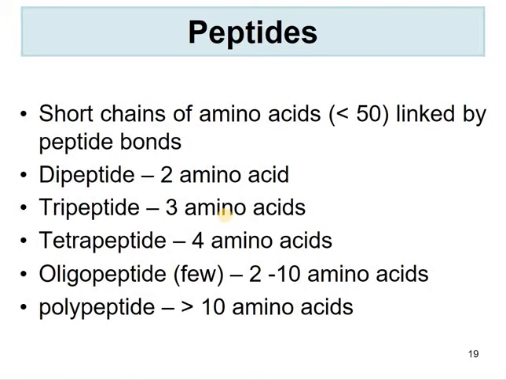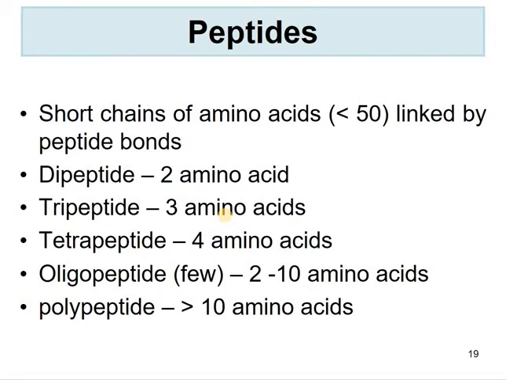When you have two amino acids joined together, you have a dipeptide, three a tripeptide, and four a tetrapeptide. That is just basic chemistry. And when you have 2 to 10 amino acids joined together, that's when you call them oligopeptides. Oligo means few. Think about the oligosaccharides that you also do in carbohydrates.